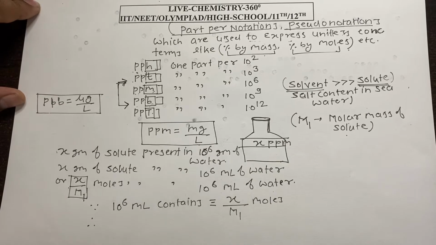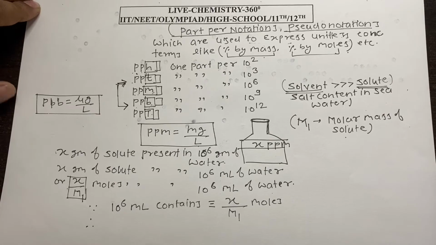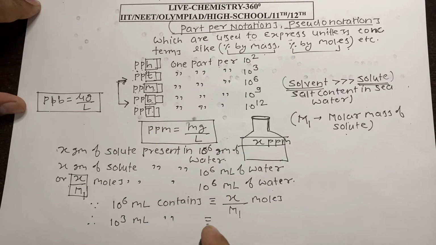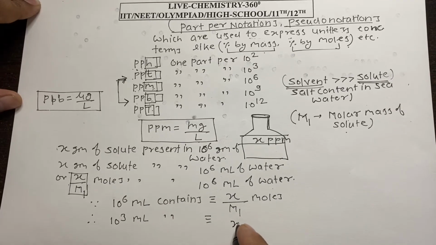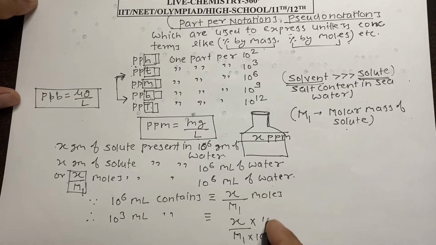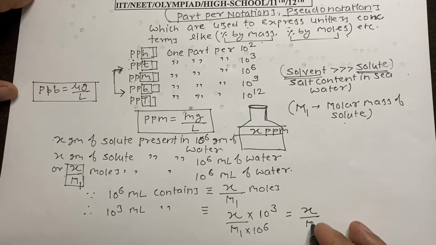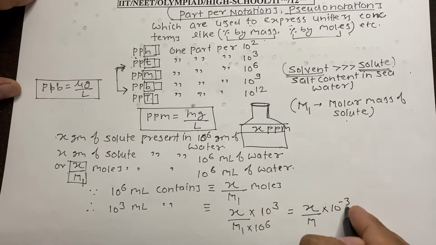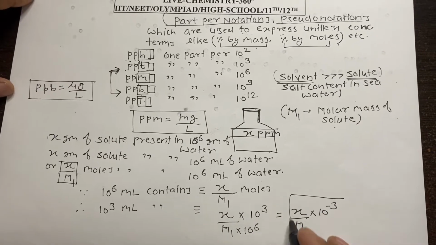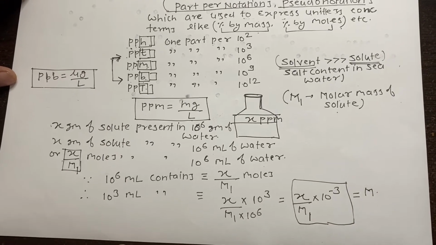Because molarity is defined as moles of solute per liter of solution, we calculate for 10 to the power 3 ml, or 1 liter. It should be equal to x upon m1 into 10 to the power minus 6 into 10 to the power 3, which makes x by m1 into 10 to the power minus 3. Obviously this amount represents the capital M, the molarity of the solution.